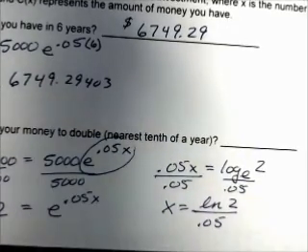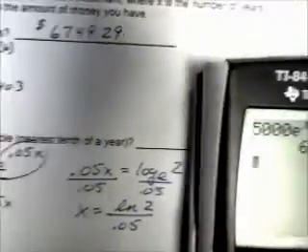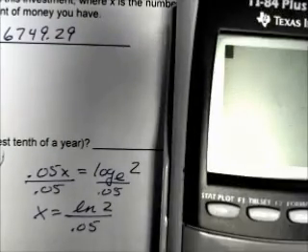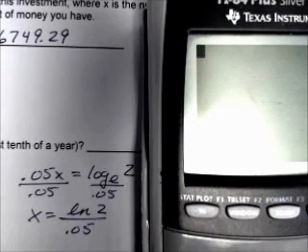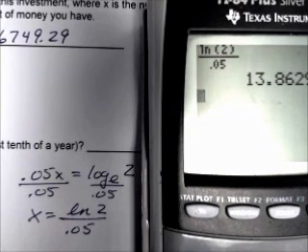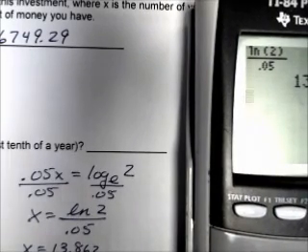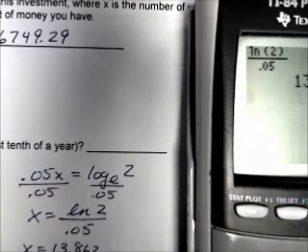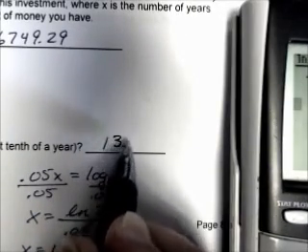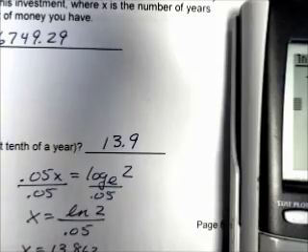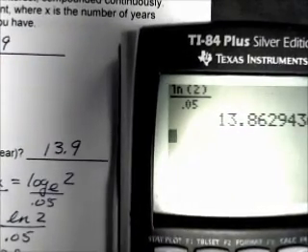into the calculator. Okay, so to our calculator, alpha y equals ln of 2 divided by 0.05. And I want to round this to the nearest tenth of a year, so 13.86. This is going to round to 13.7. Or, excuse me, 13.9. So 13.9 years.